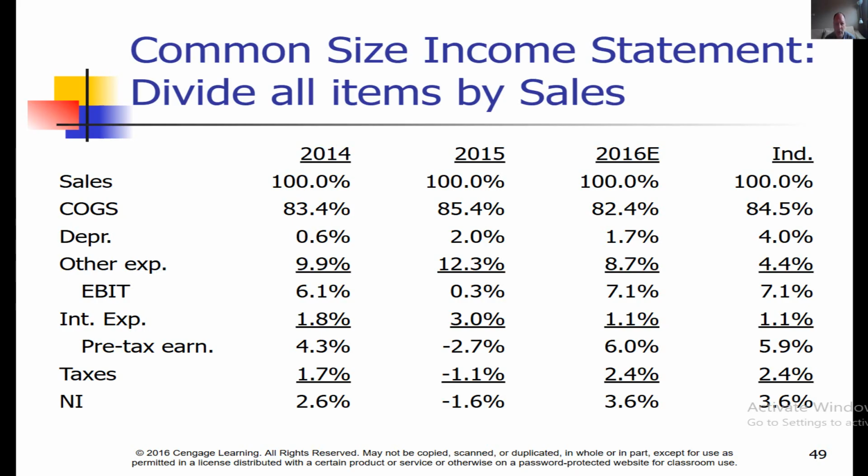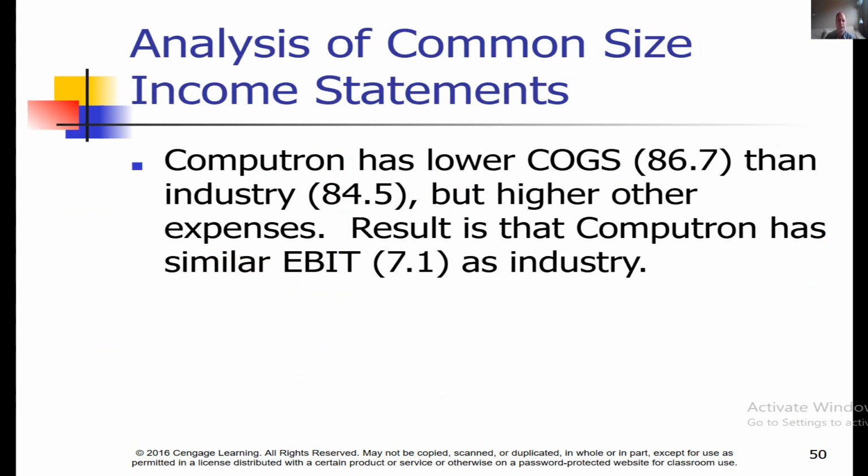Their taxes are anticipated to go up to the industry average as their profitability increases, and therefore they are anticipating their net income will go up to the industry average, whereas for the last few years it has been poor. So Computron has a lower cost of goods sold than the industry, but higher other expenses. The result is that Computron has similar EBIT as the industry, or at least is projected to have that in 2016.